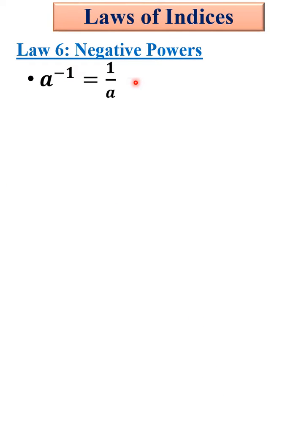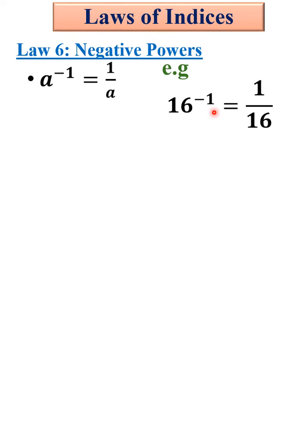Let's look at the negative powers. A raised to power minus 1. The negative power is often referred to as the inverse power. So once you have a number raised to a negative power, the negative automatically creates an inverse. So a raised to power minus 1 is equal to the inverse of a. 1 over a is the inverse of a. Similarly, the inverse of 1 over a is a. So the negative power says that whenever a number is raised to a negative power, it automatically becomes the inverse of that number. Let's look at an example.